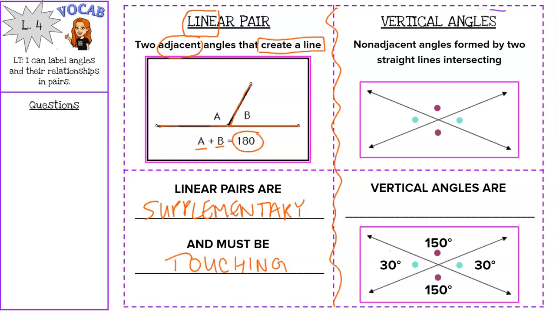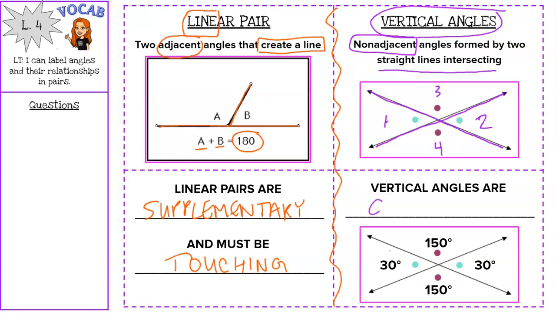Our other pair of angles are vertical angles, and these ones are non-adjacent angles formed by two straight lines intersecting. So you can see we have line 1 here, line 2 here, so they intersect, and it's the non-adjacent ones, so it's the ones that don't share a side. So it's the opposite ones. So this angle and this angle, like 1 and 2, those would be vertical angles, and then 3 and 4. Those would be vertical angles.